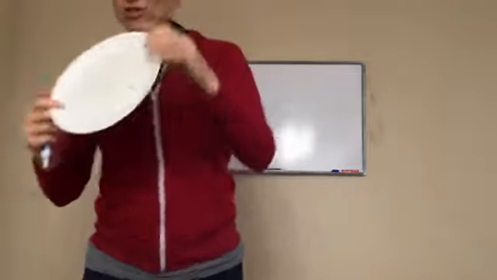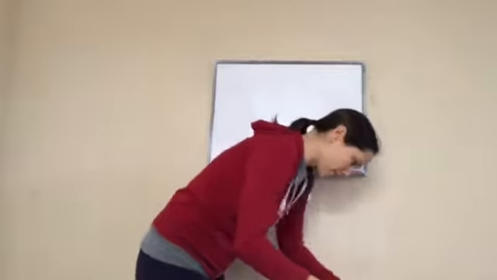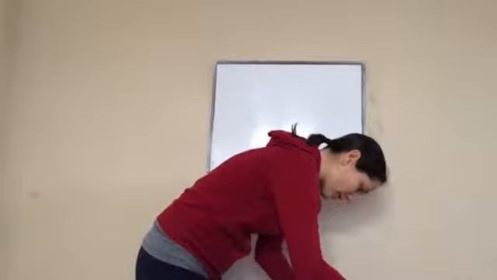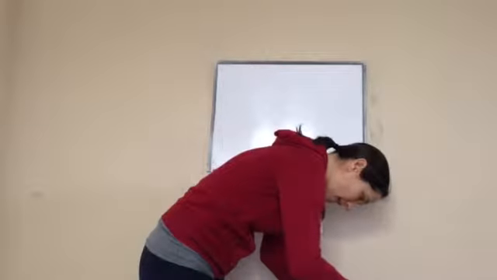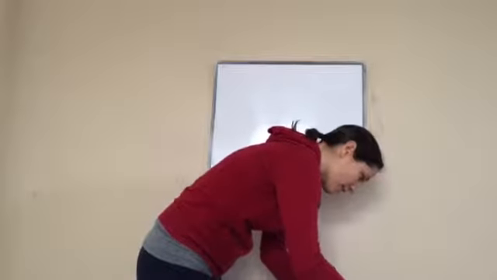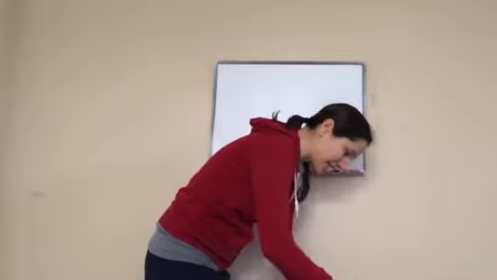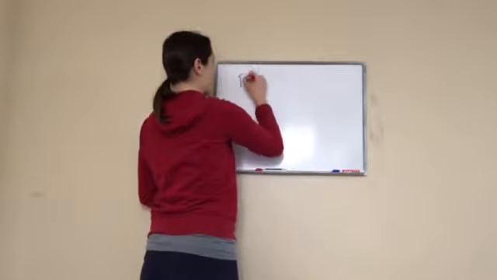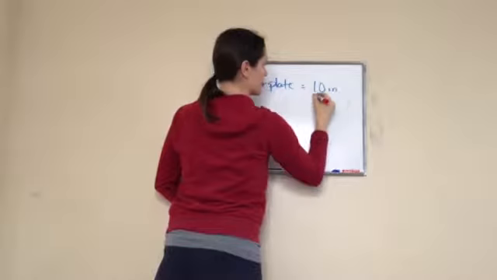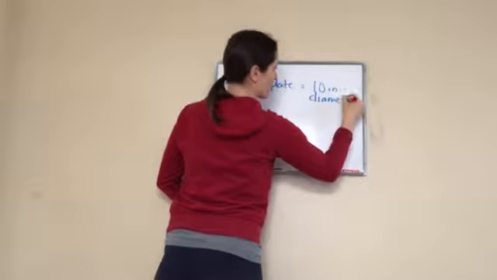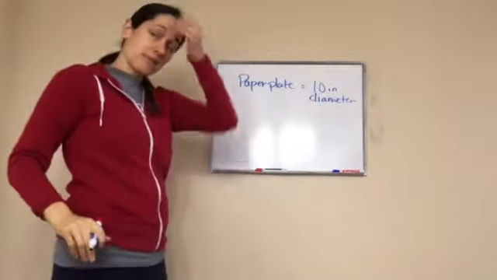Now measure for me real quick. I'm going to do this on the table, and I'm going to go from one spot all the way across to the other. Let me tell you what that is. This paper plate, and I don't know if this is all paper plates, but for this one, it is 10 inches. So my paper plate is 10 inches in diameter. Go on and write that information down. My paper plate is 10 inches in diameter.